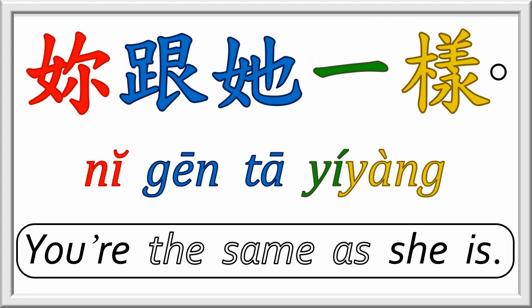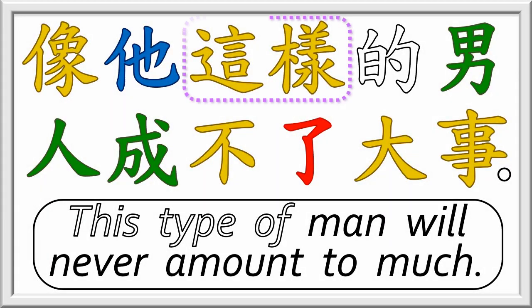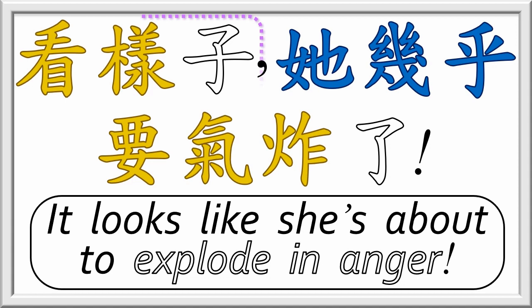你跟她一样, you're the same as she is. 这样 means this kind or this type. 像他这样的男人成不了大事. This type of man will never amount to much. 看样子 is one way to say it looks like something is about to happen. 看样子她几乎要气炸了. It looked like she was about to go ballistic.